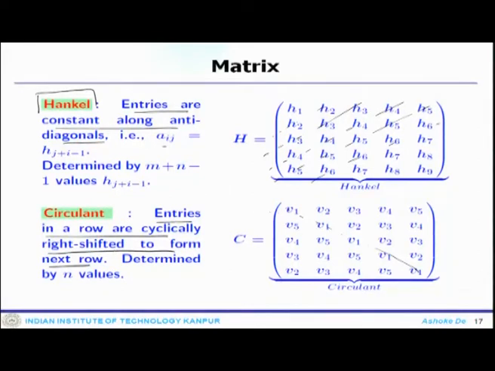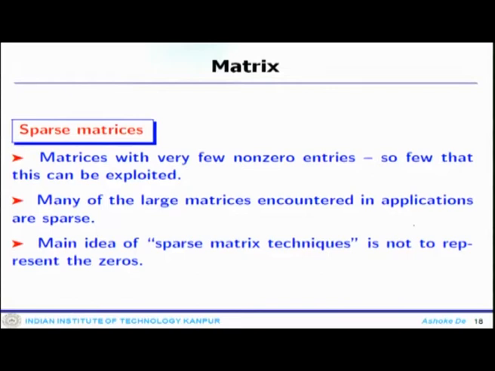So, this is the first row, which has V1, V2, V3, V4, V5. Cyclically shifted means my V5 will come here. So, that is how it goes: V5, V1, V2, V3, V4. Second, V4 moves here: V4, V5, V1, V2, V3. Then V3 moves here. So, finally, you get V1 again at the end. In that process, you end up getting similar values along the diagonals. So, that is called circulant.